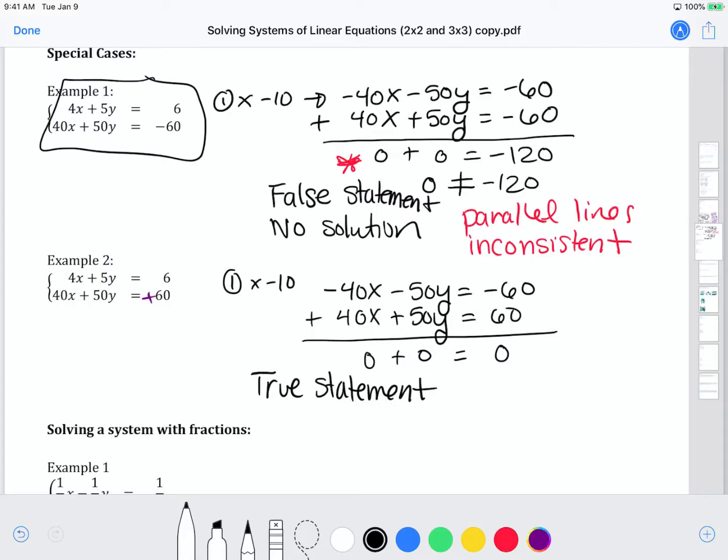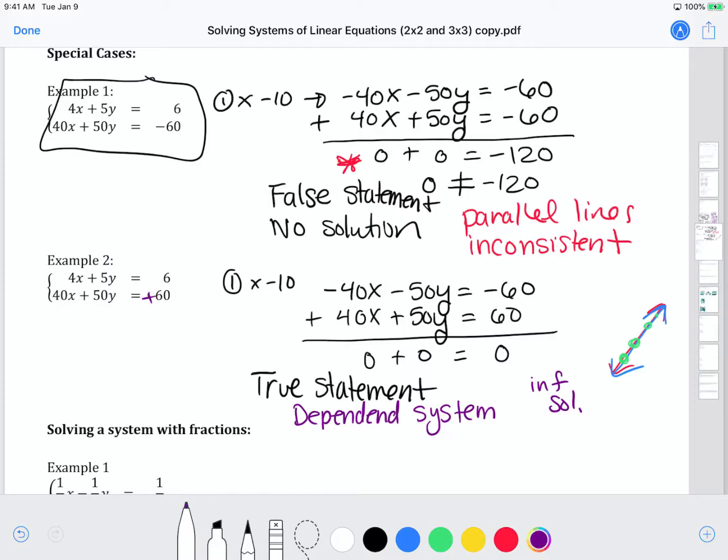When you have a true statement, this is the case where you have lines that lie on top of each other. It's the same line. So this is the case where you have one line graphed, and then the other line lies right on top of it, so they cross everywhere. This is called a dependent system, and this is where we would have infinite solutions, because any point that lies on one line will work for the other line.